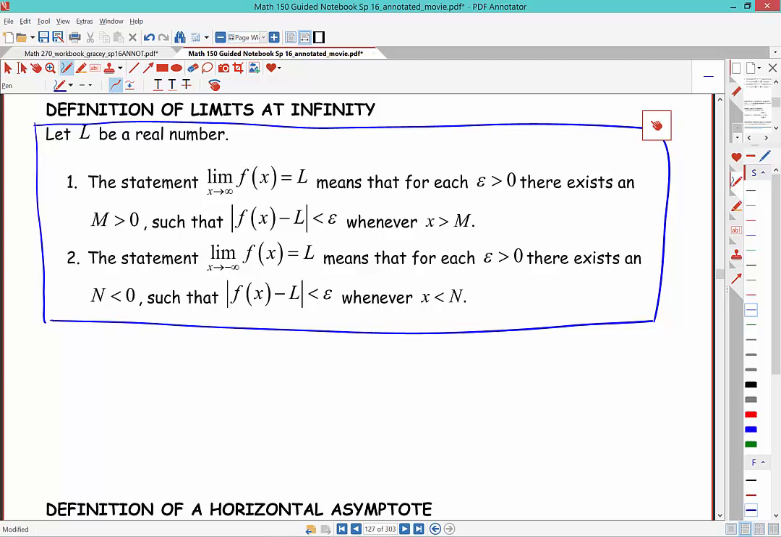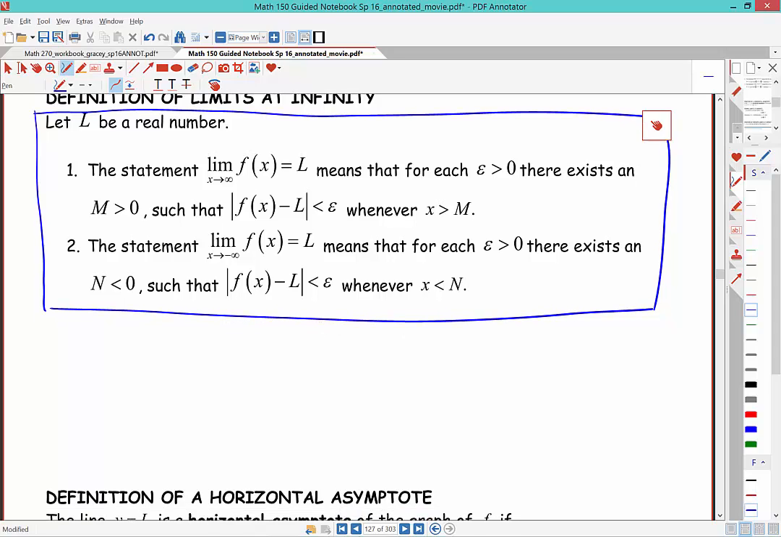So if you have L as a real number, basically what the first statement is saying is that the limit as x approaches infinity of f of x equal to L means that for each epsilon greater than 0, there exists an M greater than 0 such that the distance between the function and the limit is less than epsilon whenever x is greater than M. Okay, so let's think about what this means, right?